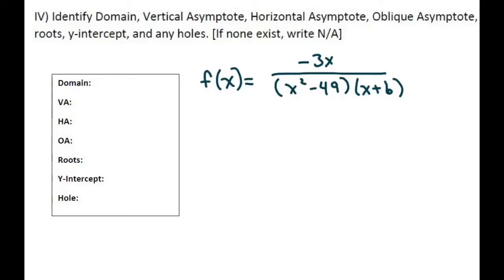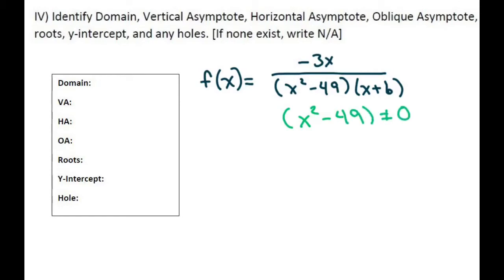Hi everyone, we're going to identify the domain, vertical asymptotes, horizontal and oblique asymptotes, roots, y-intercept, and any holes if there are any. And if there are none, we're going to write N/A. So basically, we can just get started with this. Our domain is all real numbers if we can. However, in this case, you can't divide by 0. So we're going to look at the denominator and see where we can't divide by 0.